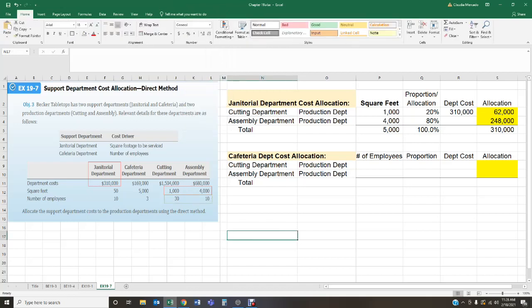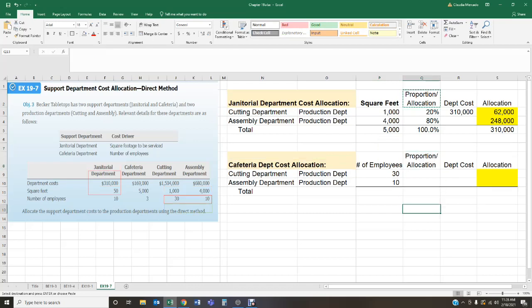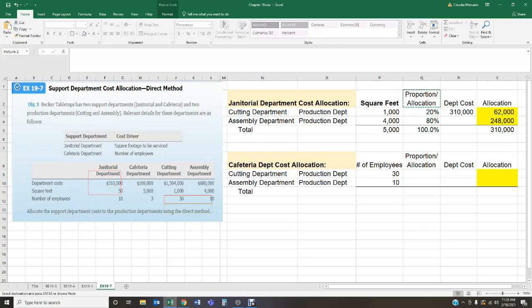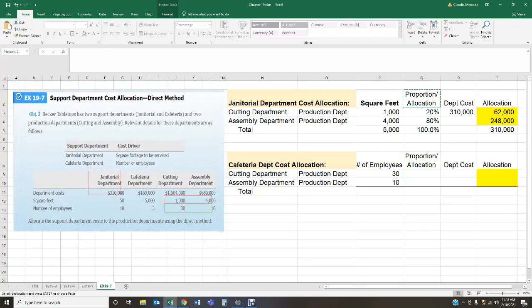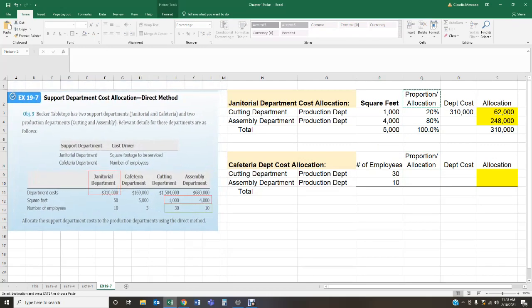So for the number of employees down here, this is what we're going to be using. We're going to use 30 and 10. I've got 30 people in my cutting department. I've got 10 in my assembly department. Now my allocation, I'm going to go ahead and add these two together.